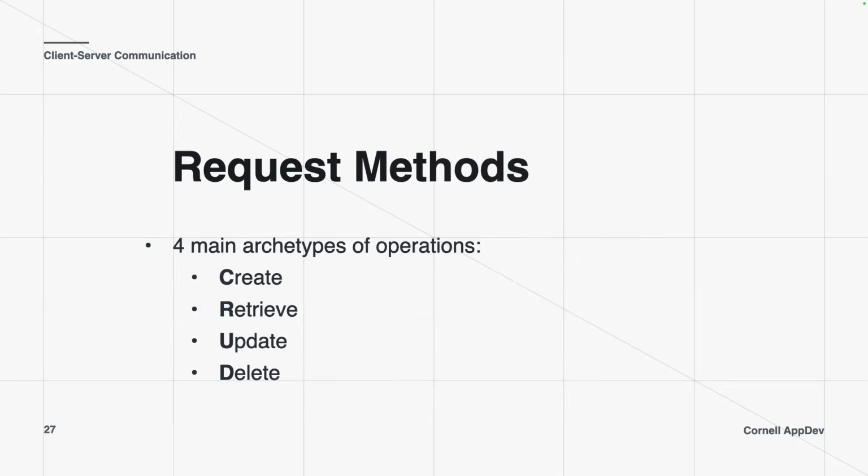Oh, yeah, so there's four main archetypes of operations, and we have a little fun acronym to help you remember them. It's called CRUD. So you've got create, retrieve, update, and delete. And this acronym can be used to remember the purposes of these different methods. With creating, you're trying to create something. If you're retrieving, you're trying to get something from a server. If you're updating, you're trying to update some data that you already have in your backend. And then deleting, you're trying to delete some data that you don't want in your database.